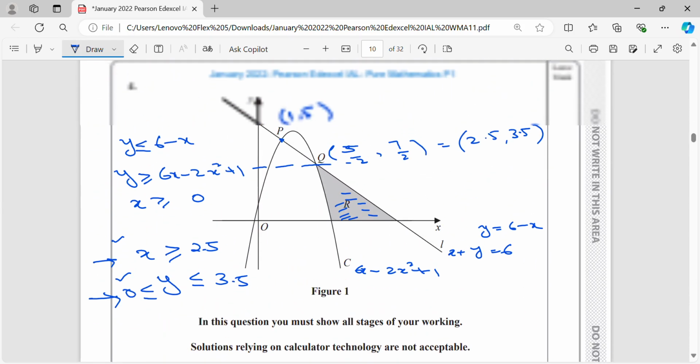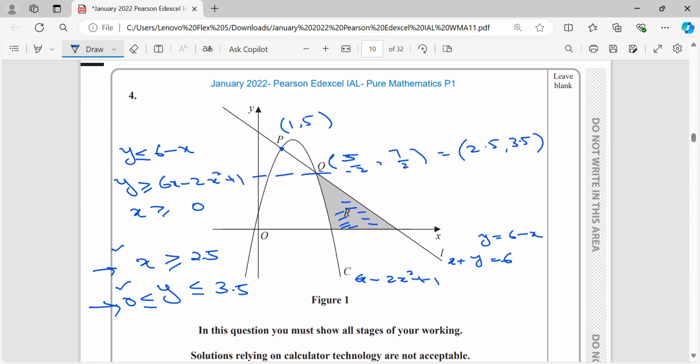This was question number 4 from paper January 2022, Pure Mathematics P1.